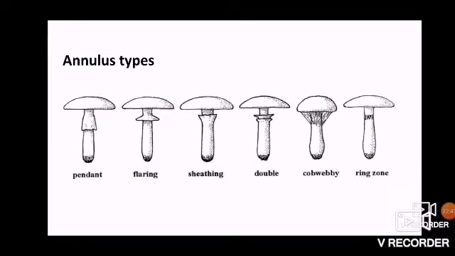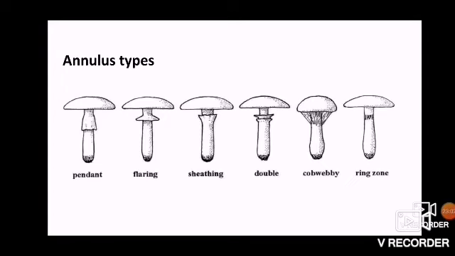Annulus types. Okay. So an annulus is basically the ring of the mushroom. It's a leftover component of what's called a partial veil or a universal veil that was used to cover the gills when young. And it's ripped away from the cap. And there are different types here that we can look at.